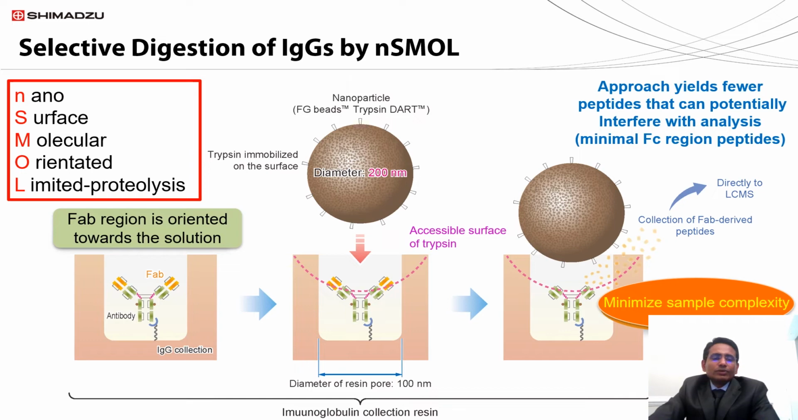First, let's say it's a mAb. So mAb has Fab and Fc regions, as I have shown earlier. The Fab region is oriented towards the solution. So Fc is captured with the beads, and then it's released with the digestion and then analysis. In the next slides, I am going to show you how the analysis can be done.